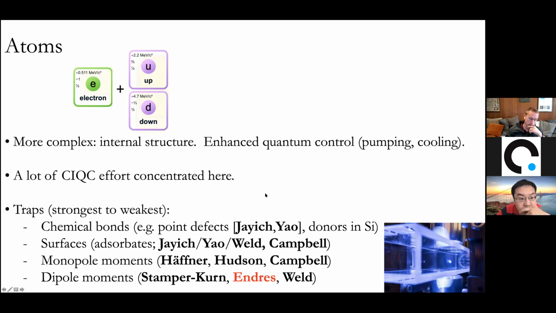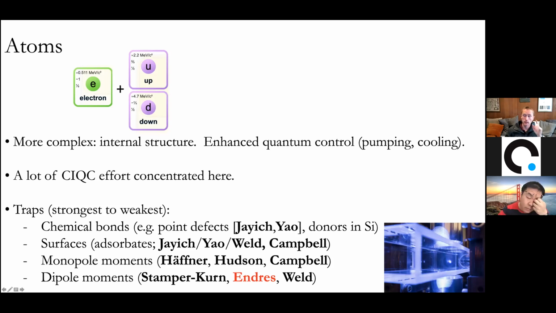Okay, now we've talked about photons, electrons, and hadrons. Now I want to talk about combinations thereof. So if you take electrons and hadrons and squish them together, a popular thing that you can make is an atom. And these are more complex than the individual particles we've been talking about so far. They have internal structure, hyperfine structure, and so on. And this gives you some new tools.